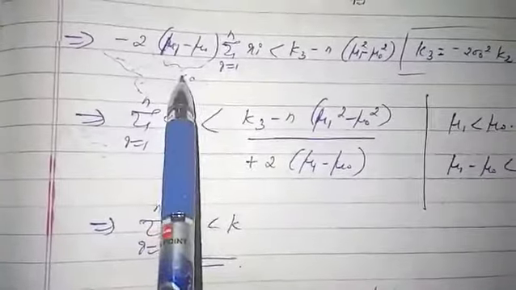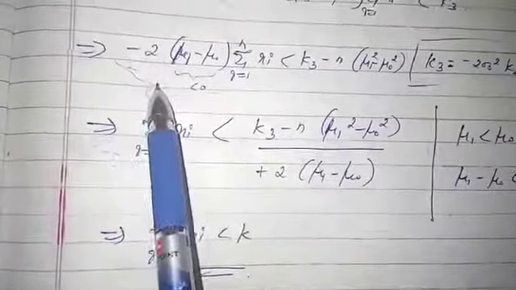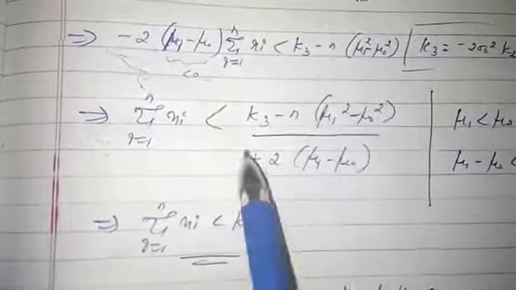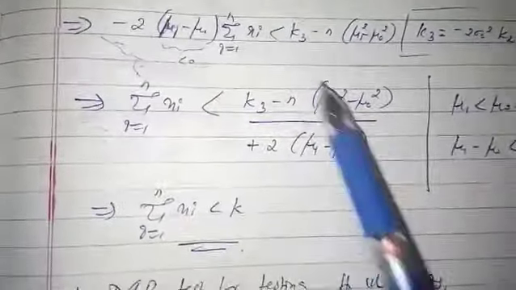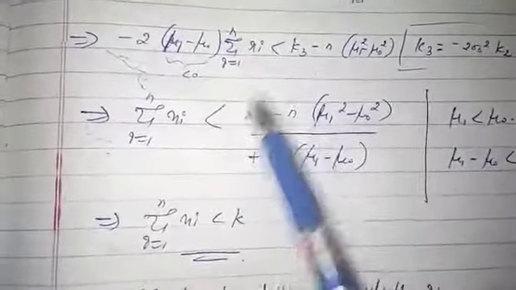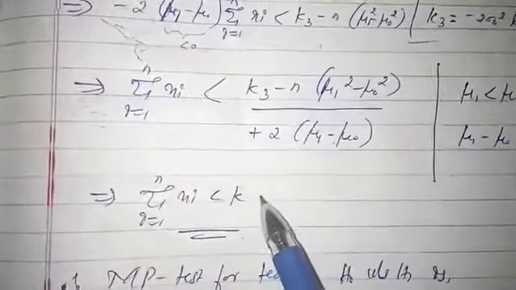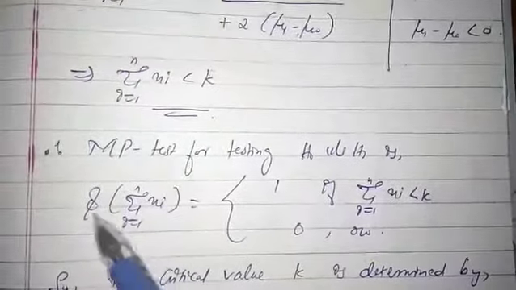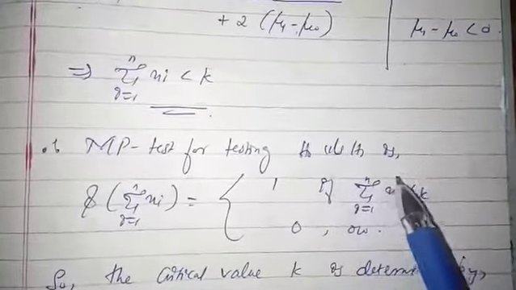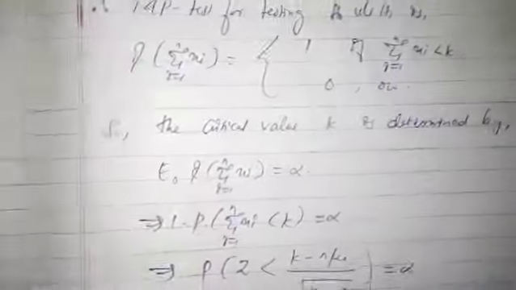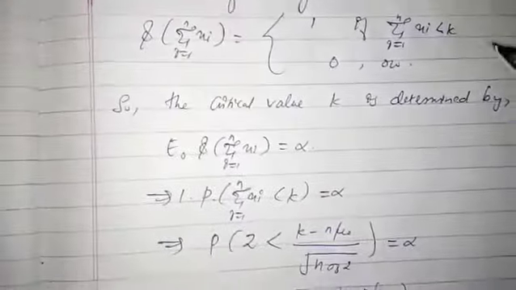Then if we divide this term here, you can get summation xi less than k divided by this term. There is no change in the sign, which implies that summation xi is less than k. Using that, we construct the most powerful test: phi of summation xi equal to 1 if summation xi is less than k, 0 otherwise. Then similarly, we have to find the critical value k using the size condition.